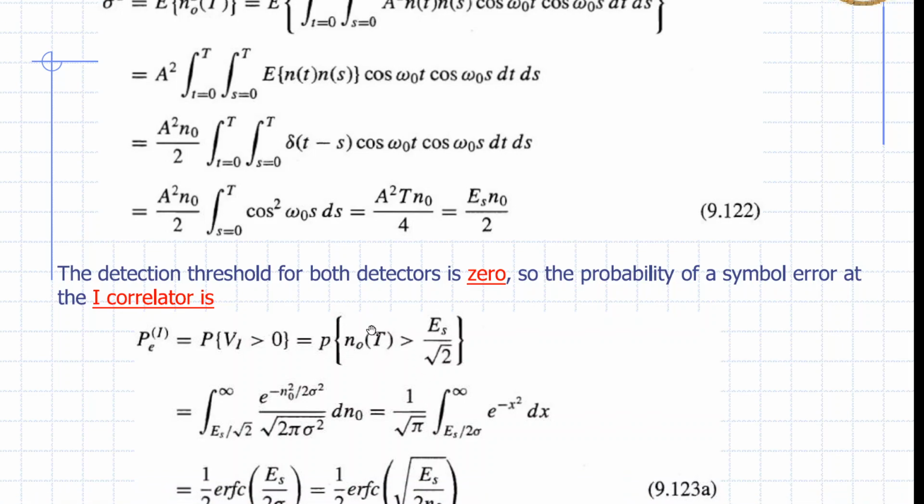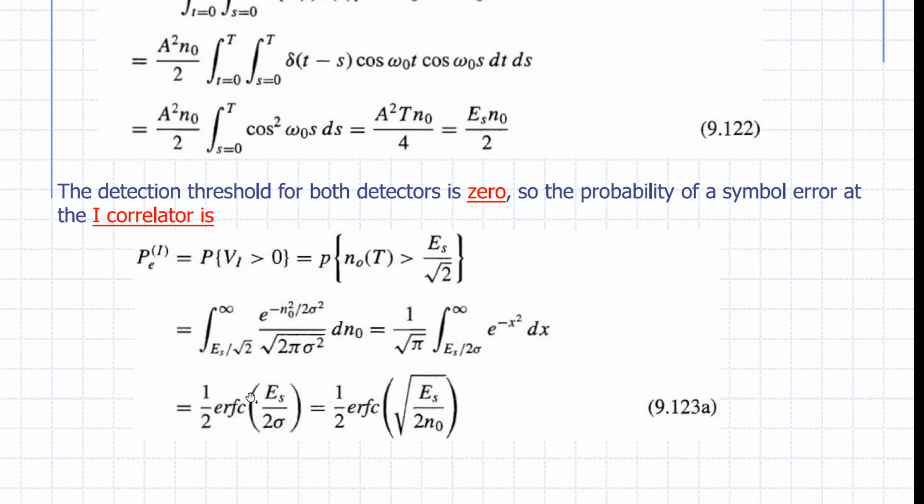N0 of T is actually Gaussian distributed with mean 0 and variance sigma square. So the Gaussian expression is 1 by root of 2 pi sigma square e raised to minus N0 square by 2 sigma square. That should be greater than Es by root 2, so integrate it from Es by root 2 to infinity. Here we will use the error function. In the last case, for BPSK, we used the Q function. Both can be used.